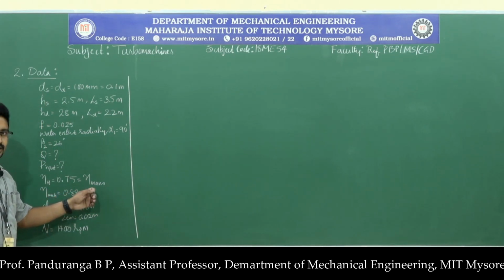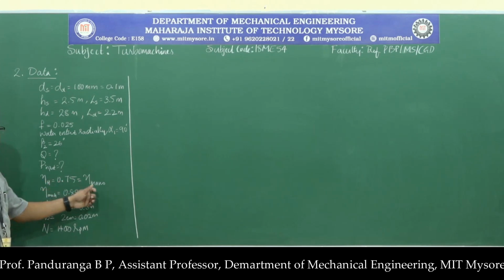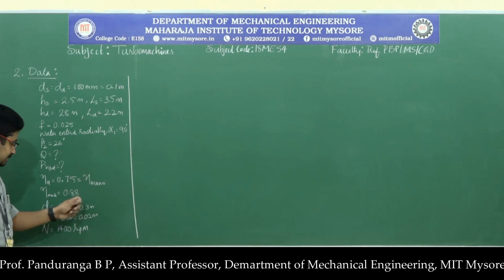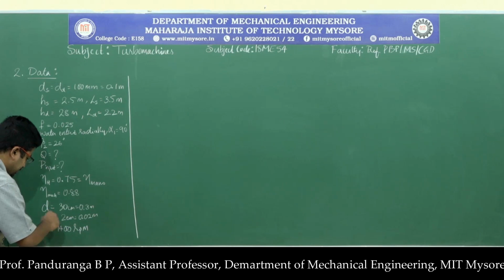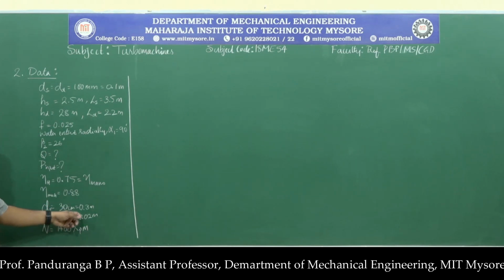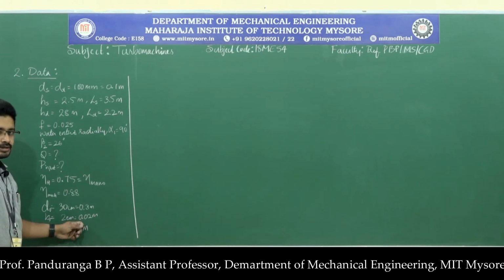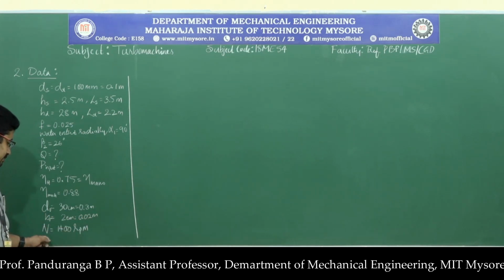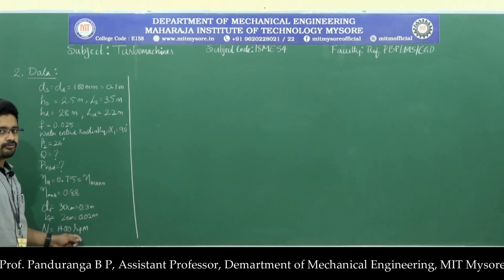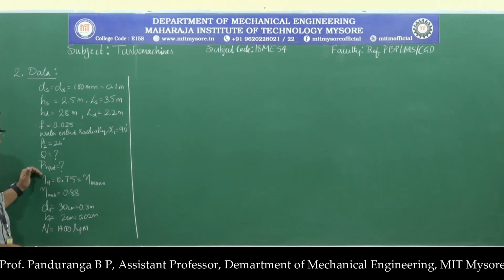So for centrifugal pumps the manometric efficiency and hydraulic efficiency are the same, and he has given the mechanical efficiency as 0.88. He has given the vane diameter at the outlet, so I will write it as d naught is 30 centimeter, that is 0.3 meter, and the width of the blade at the outlet, you can call it as b naught, which is equal to 2 centimeter or 0.02 meters, and the speed he has given as 1400 rpm. So now we need to find out the discharge and the power input.